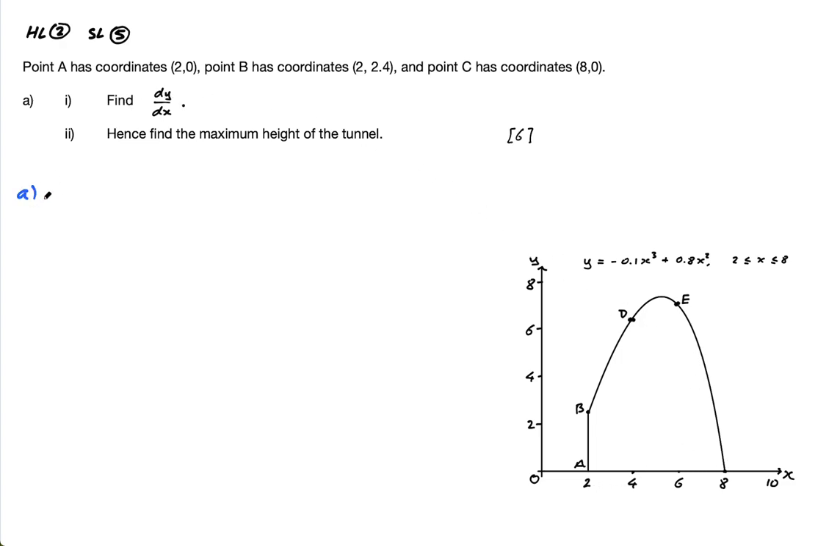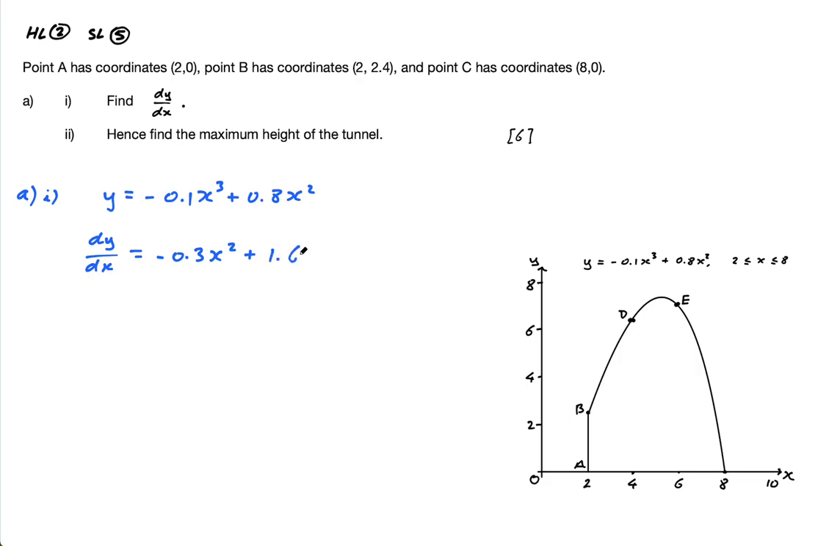Part AI says first find dy/dx. So y is minus 0.1x cubed plus 0.8x squared. dy/dx is the derivative. How do I get the derivative? I multiply by the power, so that's minus 0.3, and I subtract 1 from the power, squared, plus multiply by the power, 0.8 times 2 is 1.6, and subtract 1 from the power, that's 1. So that's dy/dx.